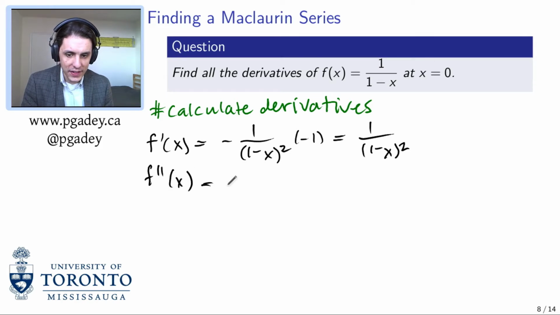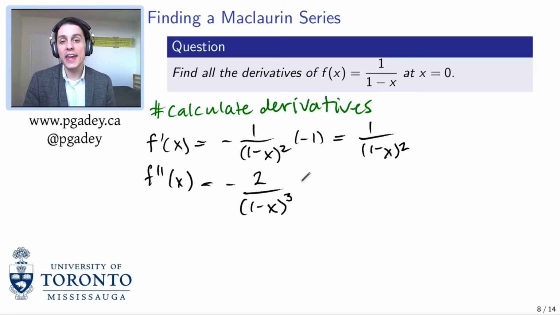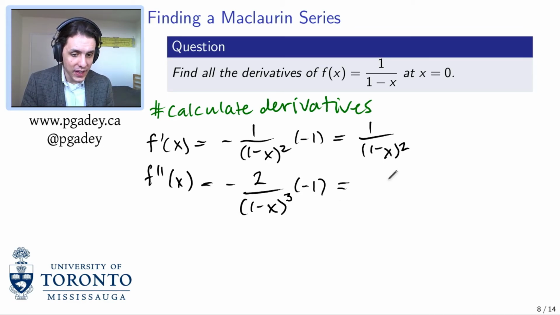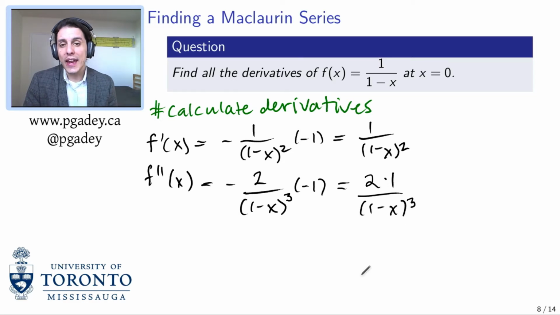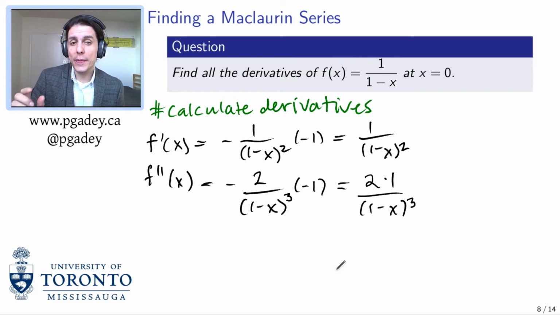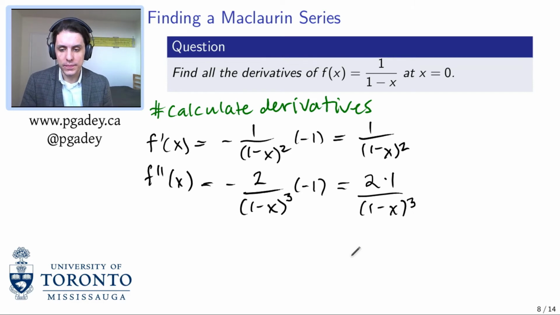So we're going to get negative 2, 1 minus x cubed. Again, we have a chain rule situation. So we multiply on a negative 1. And we get a 2 times 1, 1 minus x cubed. So again, I'm leaving this multiplication on top unsimplified so that I can spot a pattern that's emerging.